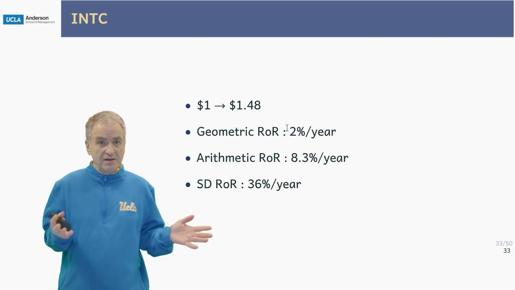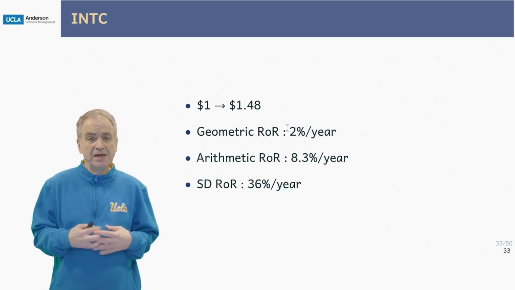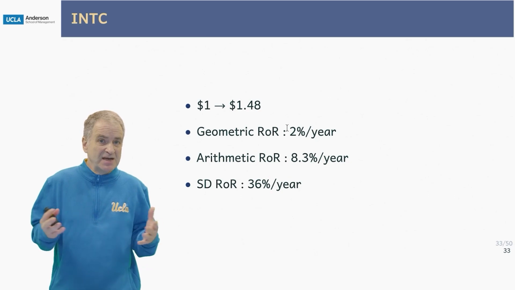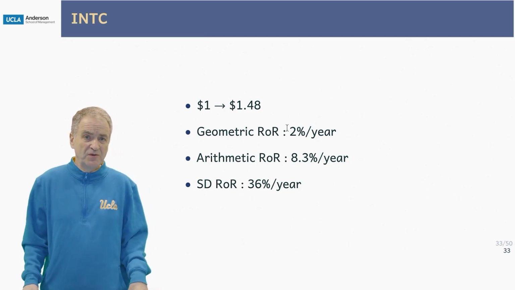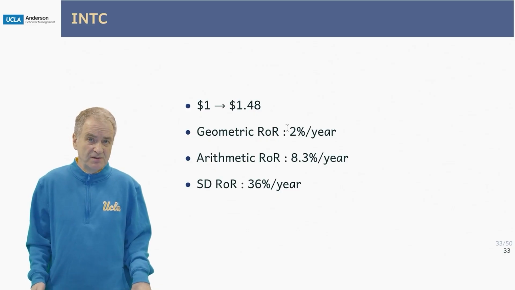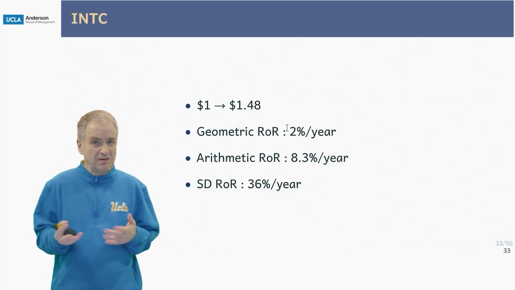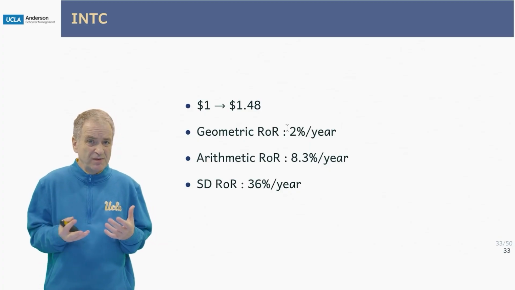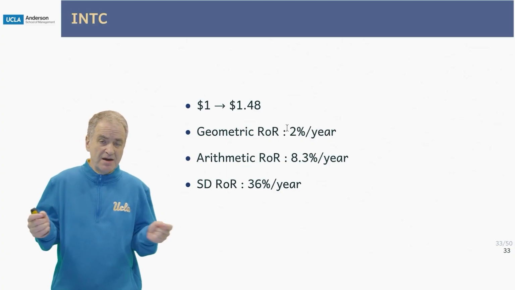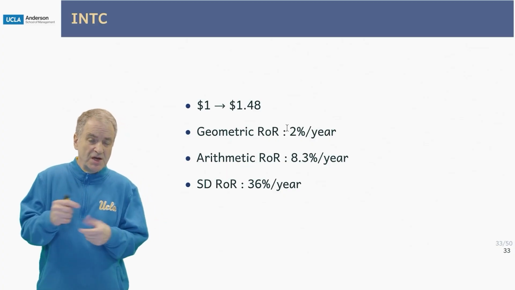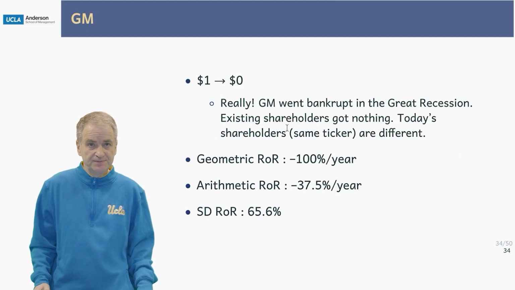Intel Corp is another company that looked really, really good for many, many decades. But if I had invested $1 in 2005, all I would have been left with was about $1.50. I had very, very low geometric rate of return, not much more than risk-free cash. The arithmetic rate of return was higher, and the difference between those two is huge because the standard deviation of the rate of return, again, is very large.